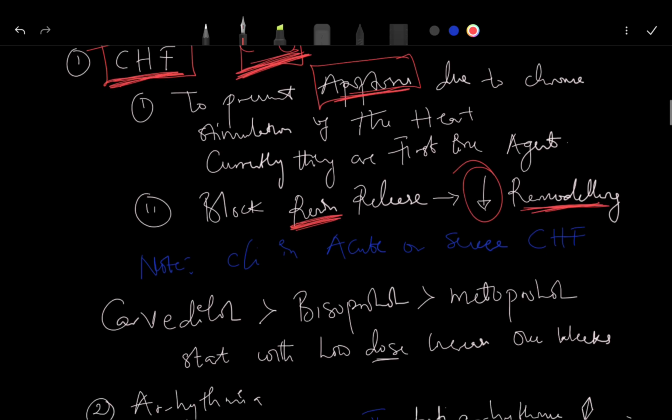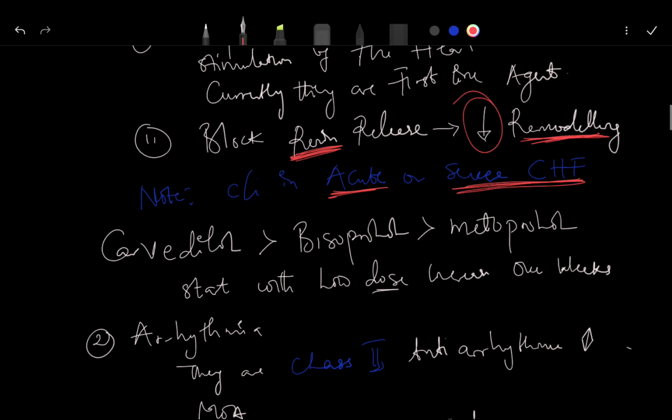But take note that beta blockers are not to be given in acute or severe CHF. If a patient is coming down with CHF on an acute basis, you don't give beta blockers to such patients. Rather, you want the heart to pump very well at that point in time. However, on a chronic basis, we tend to suppress the cardiac output in such patients, like we give beta blockers to prevent apoptosis in the heart of such patients.